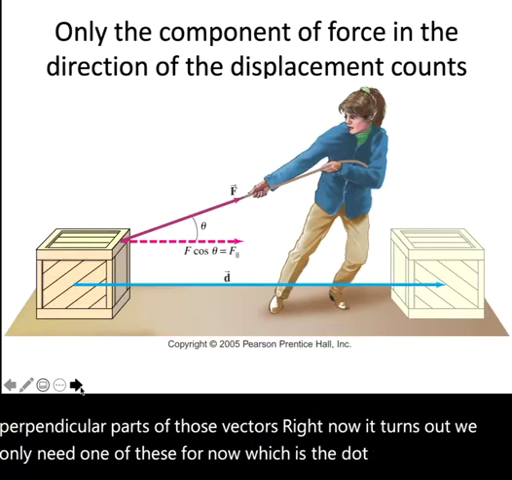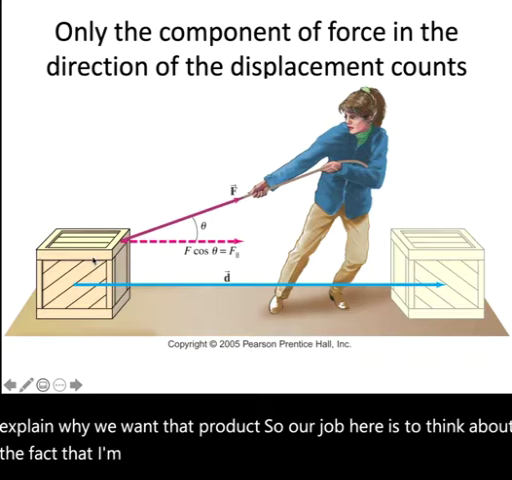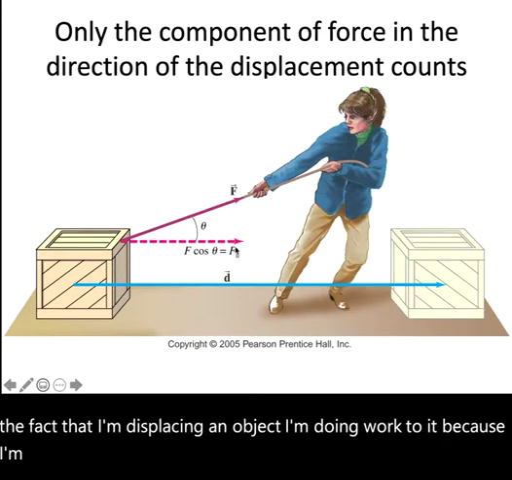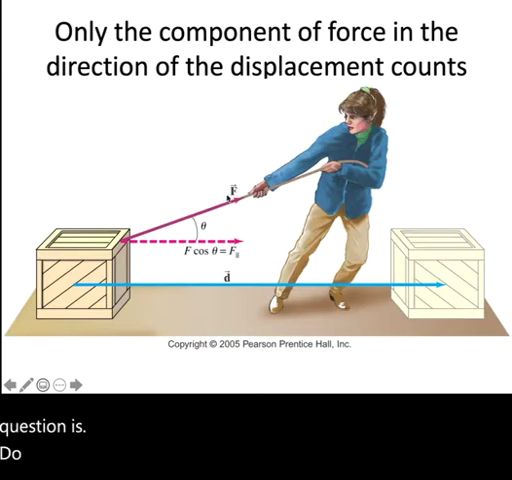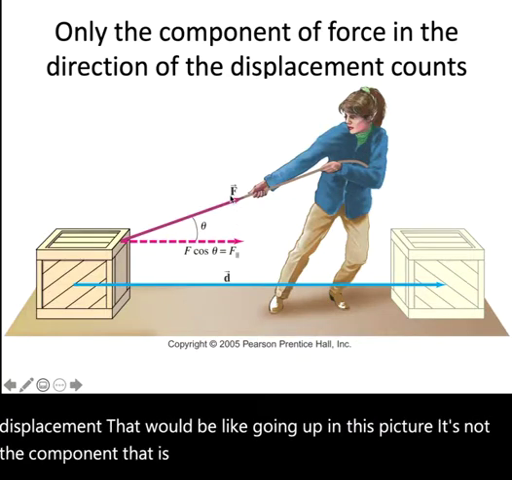So let me explain why we would want the dot product. So our job here is to think about the fact that I'm displacing an object, I'm doing work to it because I'm applying a force and I'm displacing it. And then the question is, do I want the component of the force that is perpendicular to the displacement? That would be like going up in this picture. It's not the component that is not pictured here, right? Or do I want the component that is parallel?